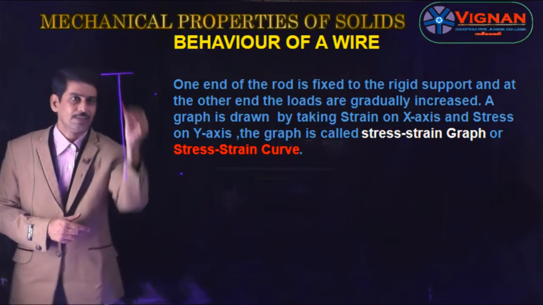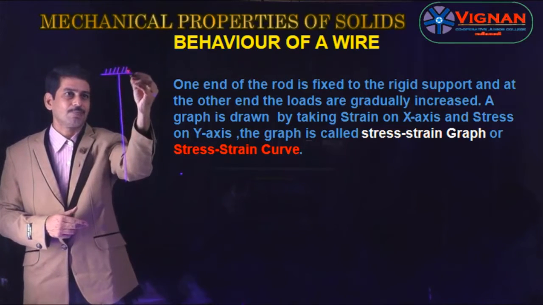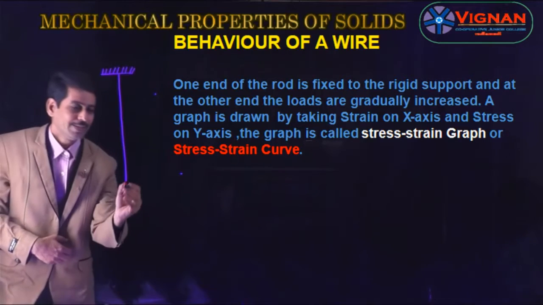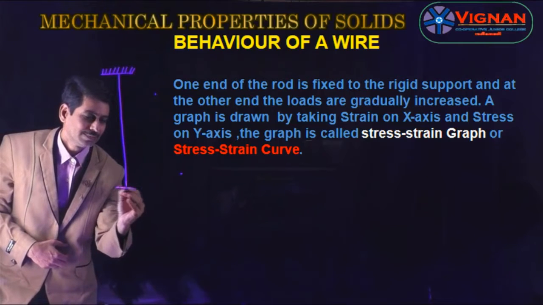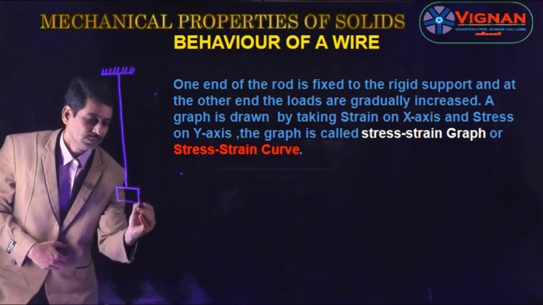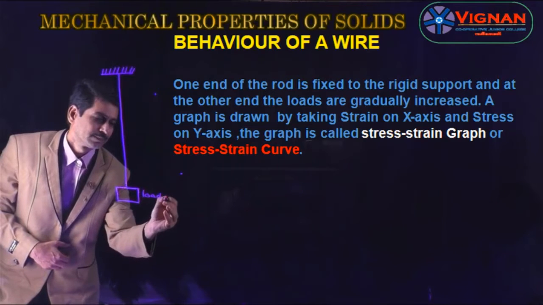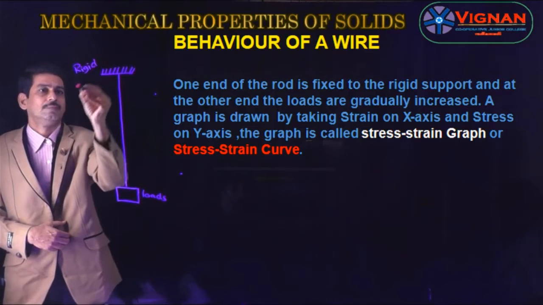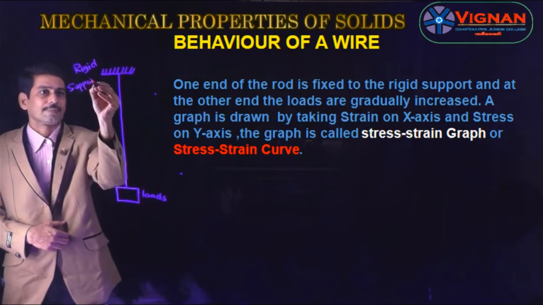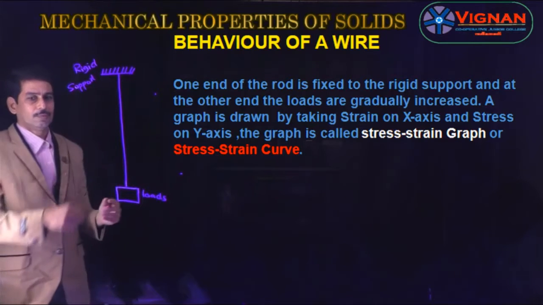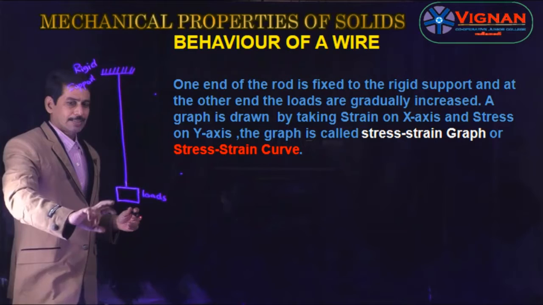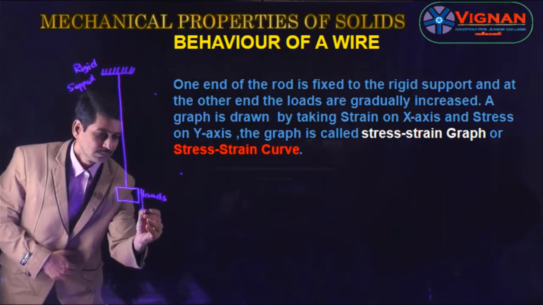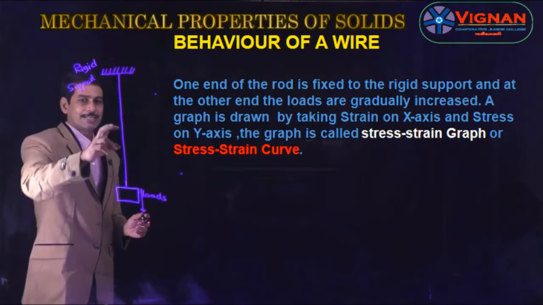So we are taking a wire. One end of the wire is fixed to the rigid support, whereas at the other end the loads are added. By gradually increasing the loads, obviously there is a change in the length of the wire.